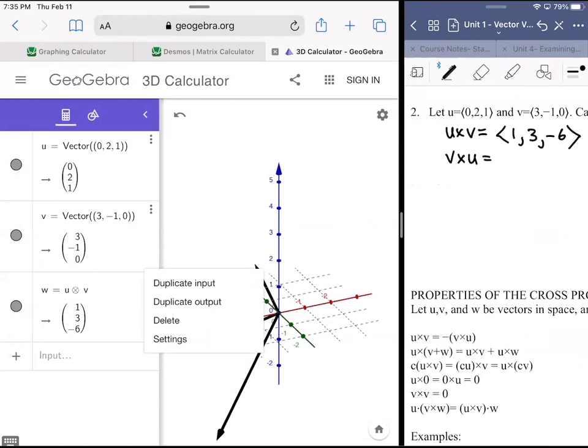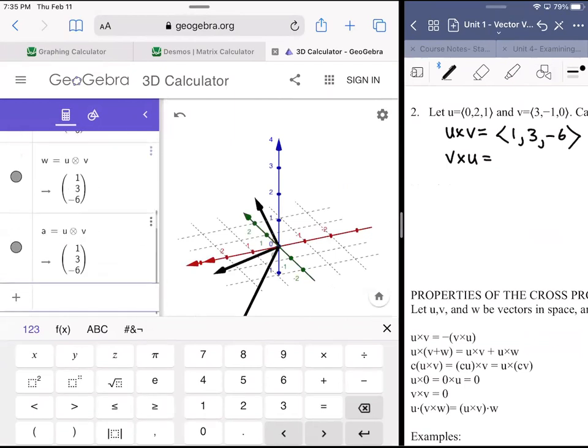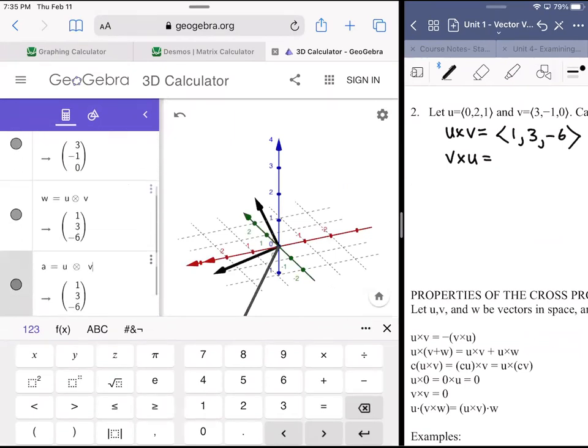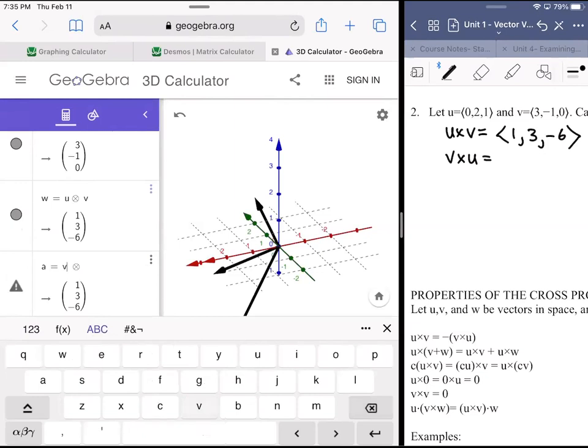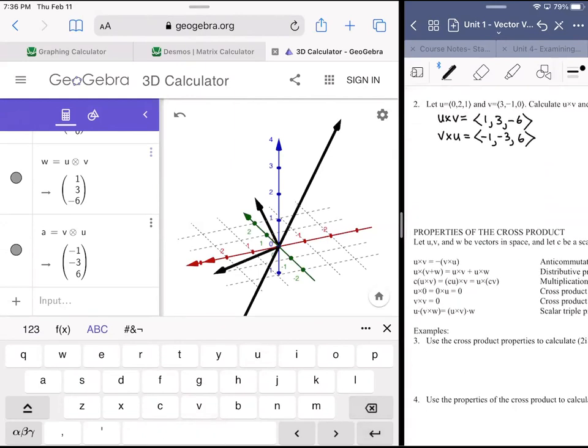So what I tend to do here is try to do a duplicate, if it'll let me. And again, easier to do on a laptop, but I'll do V and U and hit enter. And you see, the only thing it did was flip the direction. It changed the signs. So it became -1, -3, and 6. All right. So the direction in which you cross two vectors actually matters in terms of the output.